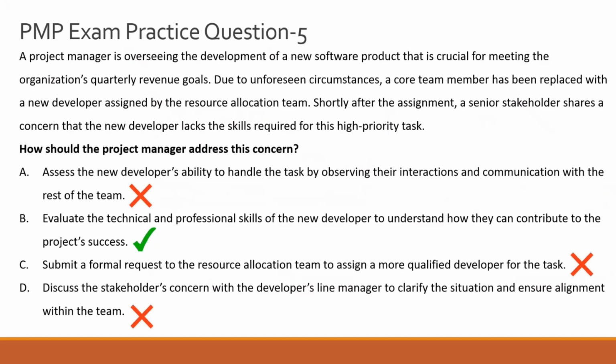Now, the stakeholder might as well be incorrect and the developer has the required skills already. So this is what you need to negate before you take this problem to the developer's line manager. This approach aligns with the PMBOK's emphasis on delivering value, focusing on outcomes, leveraging team capabilities, and evidence-based decision making on your part as a project manager. So that is why option B is the correct answer choice to this question.